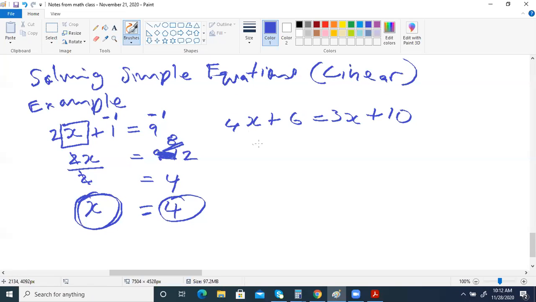Now, in this situation, we have x on both sides of the equation. So already we have a dilemma. We need to get it on one side, so we choose a side. We want the x on the left side, and we aim to put the numbers on the right side. To get the x on the left side, we need to remove it from the right side. So minusing both sides by 3x removes it from the right side.